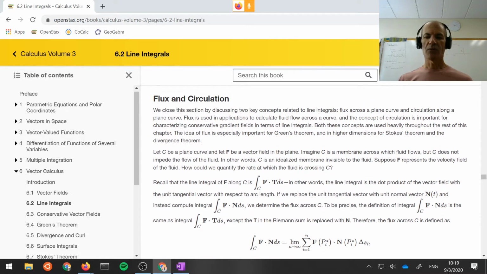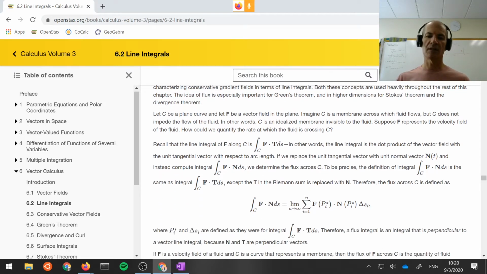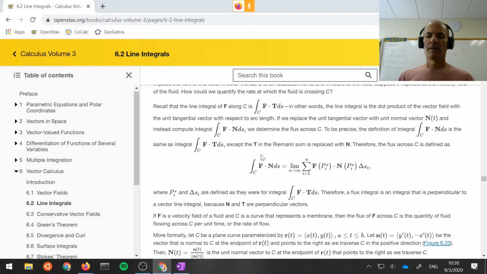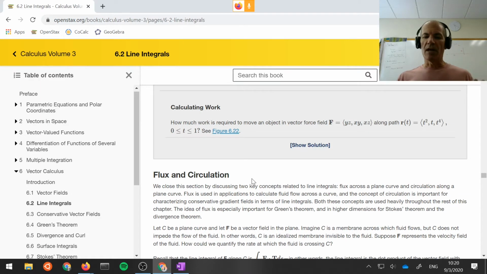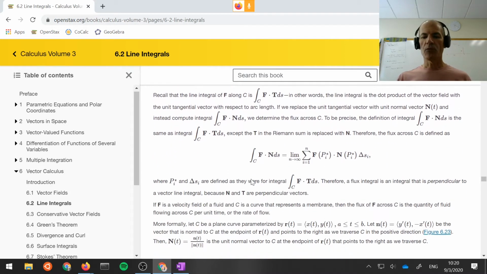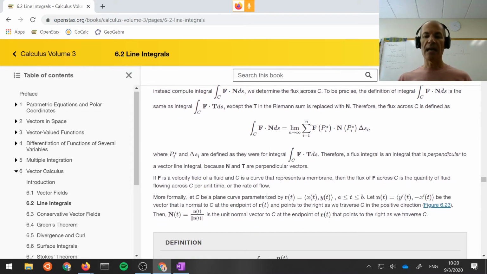But it's often referred to only in the context of closed paths, where C has the same starting and ending point. So that's circulation. It's essentially work along a closed path. And then flux. Again, we're mostly interested in flux along closed paths, although it doesn't have to be closed. Flux is integrating F dot n ds around the curve.